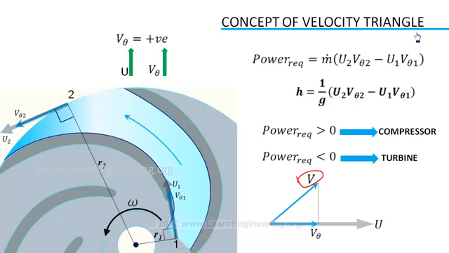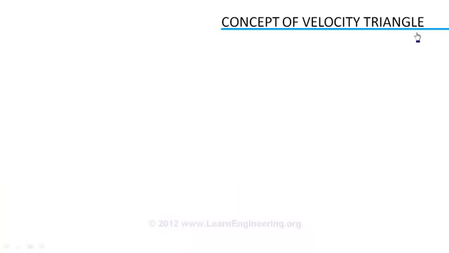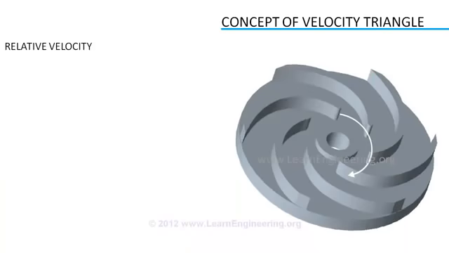The key idea in turbomachinery is the concept of relative velocity. Suppose you are standing on this rotating turbomachine. The velocity of fluid you experience while moving with it is called relative velocity. If fluid is having an absolute velocity v, and the blade is moving with a velocity u, then the relative velocity experienced by you will be v minus u.